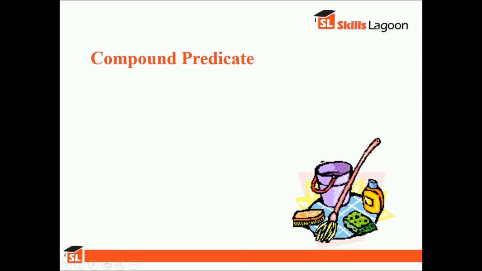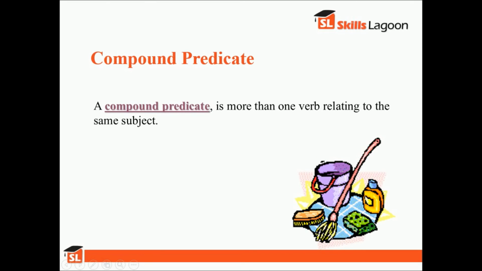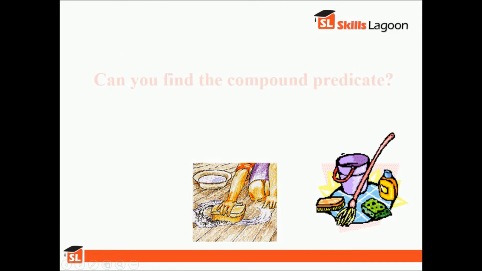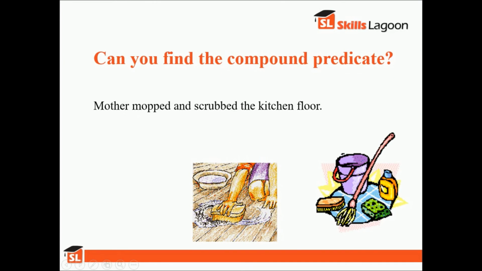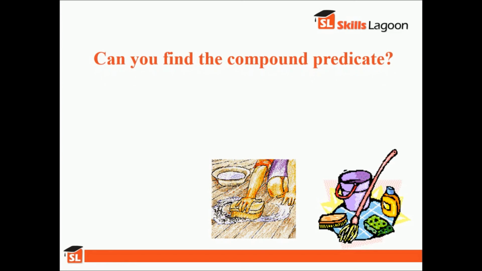Compound predicate. A compound predicate is more than one verb relating to the same subject. For example, mother mopped and scrubbed the kitchen floor. Mopped and scrubbed together form the compound predicate because they are related to the subject mother.